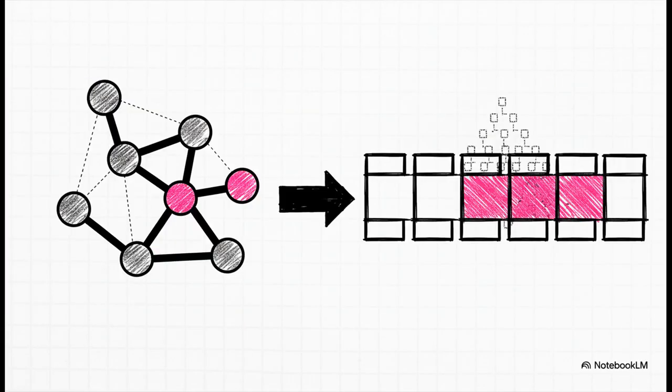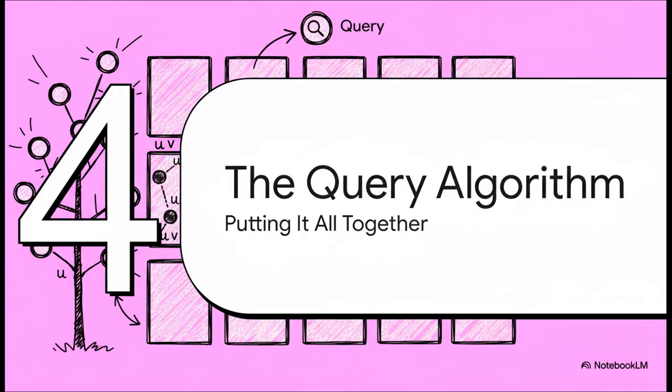And here is the payoff for all that hard work. Every single heavy path in our tree now corresponds to a perfectly neat, contiguous block in our array. And once you have a problem on a contiguous array range, well, now you can unleash incredibly powerful tools like segment trees to answer queries on those ranges super fast.